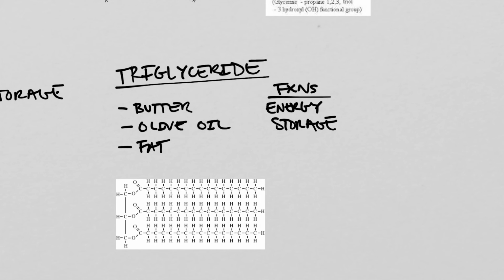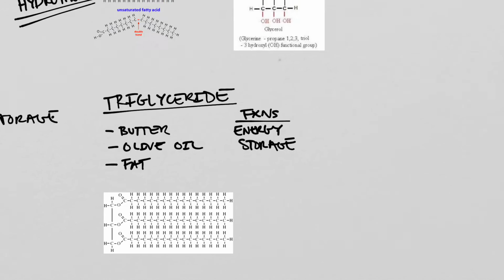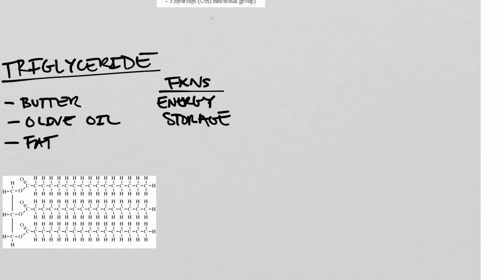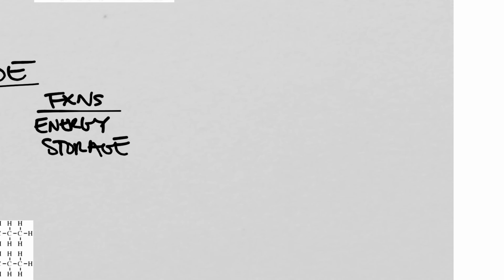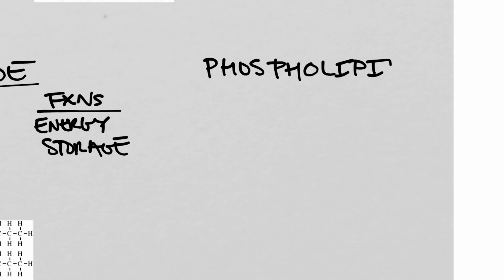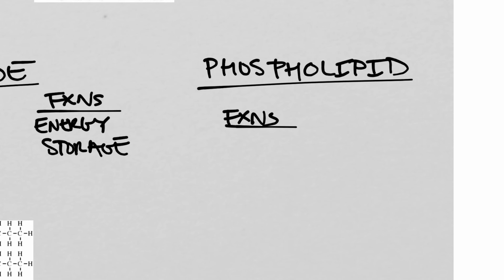There you have it. Okay, the next and actually last organic molecule that we're going to talk about today is a phospholipid. Now, the main function of a phospholipid is composing the cell membrane.